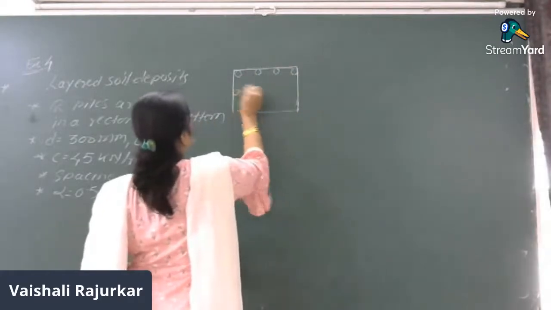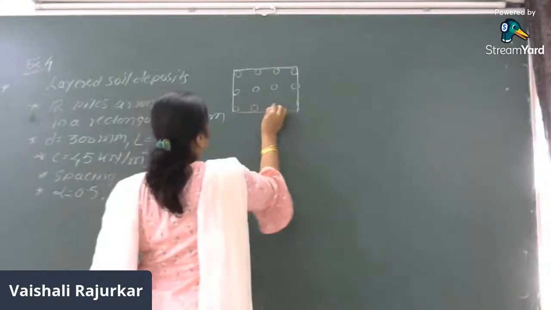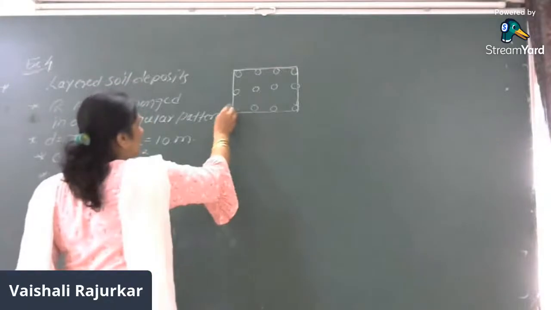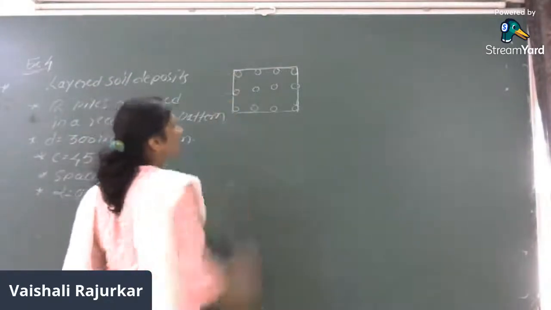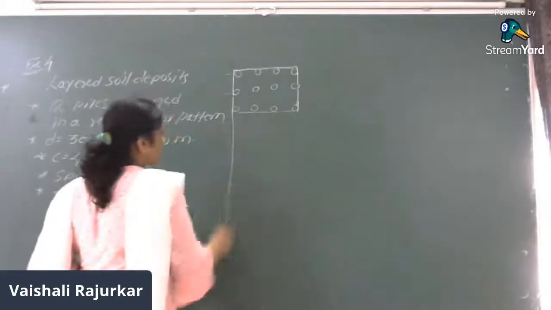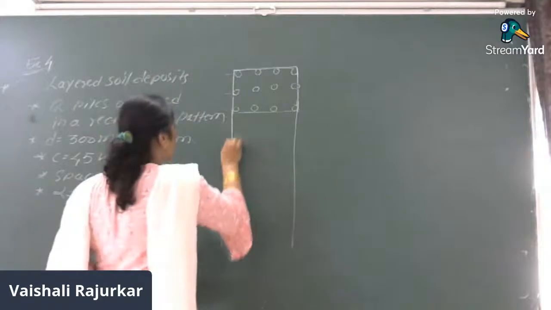Then 1, 2, 3 and 4. So this is the pile row. There are 3 rows and in each row there are 4 piles. So here, what is the change in this now?